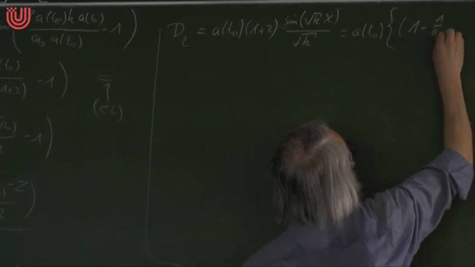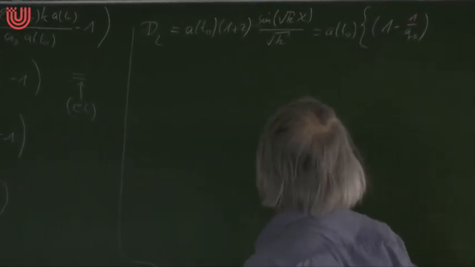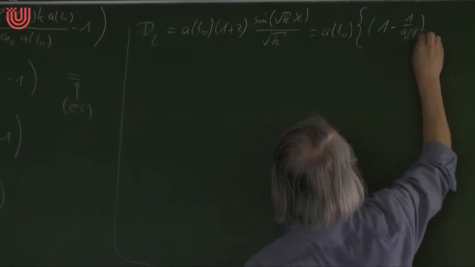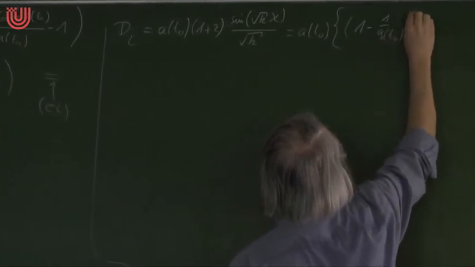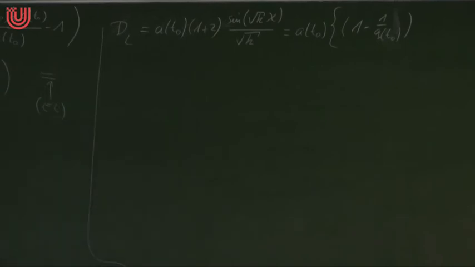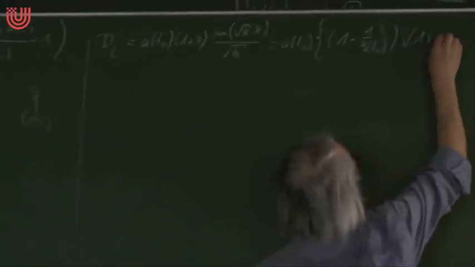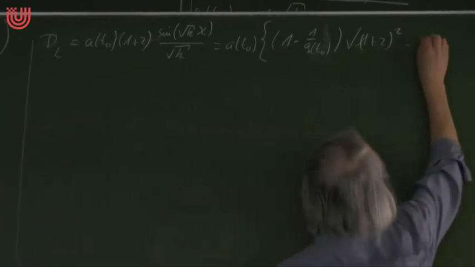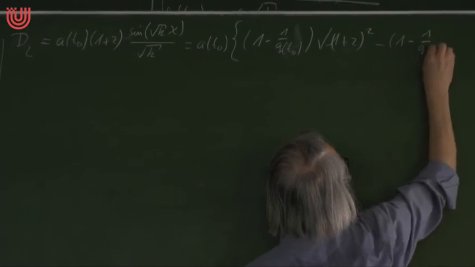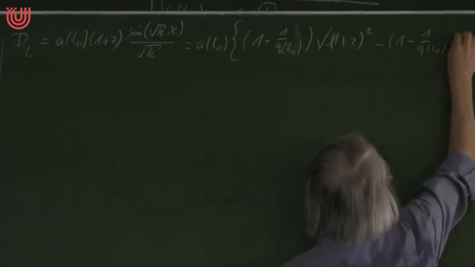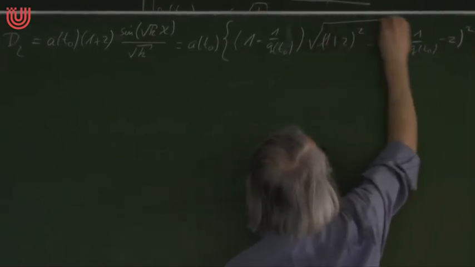1 minus 1 over q of TO. Actually, one often writes q naught for this expression, but let me stick with the notation I have used. And then I multiply the square root with 1 plus z. So I get under the root 1 plus z squared. And here the denominator is cancelled. So I get minus 1 minus 1 over q of TO minus z squared. That's the square root.